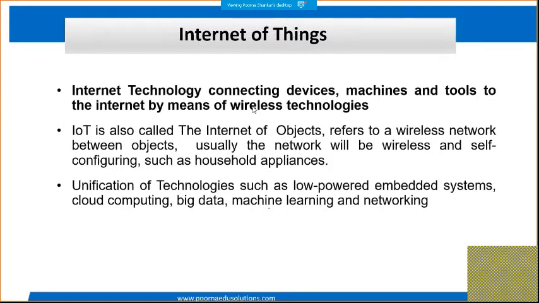So again, the IoT: the Internet technology devices, the machines and tools that are connected by Internet through wireless technologies. The Internet of Objects refers to a wireless network between the objects. So it is the unification of technology, the integration of all technologies: low-powered embedded systems, cloud computing, big data, machine learning and networking. All this contributes to our IoT. So we are going to see today how IoT is playing a major role in big data, and also how it is contributing to machine learning.